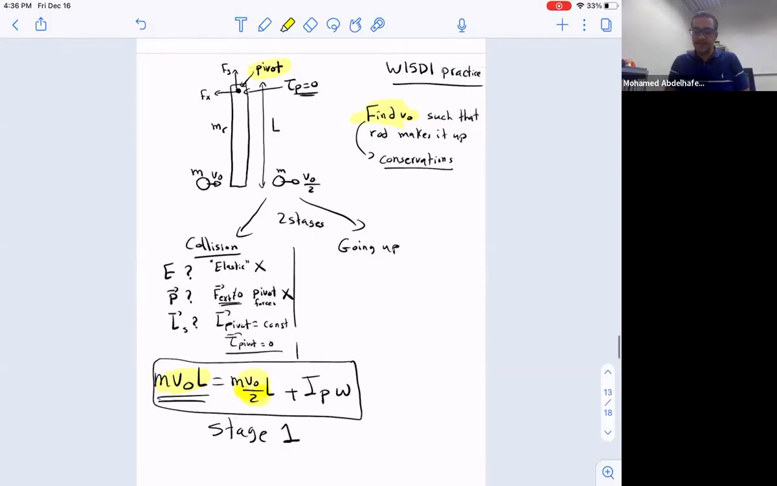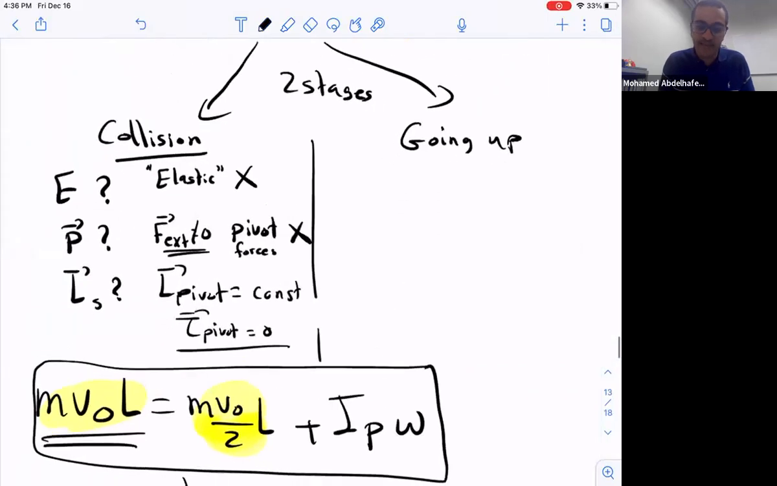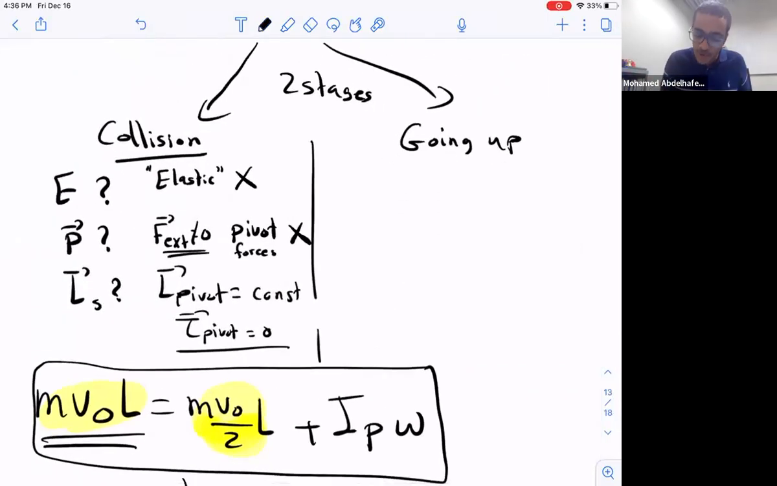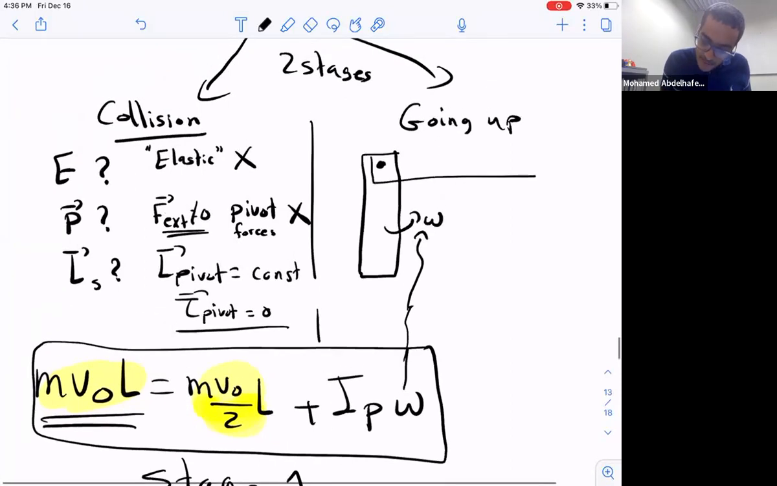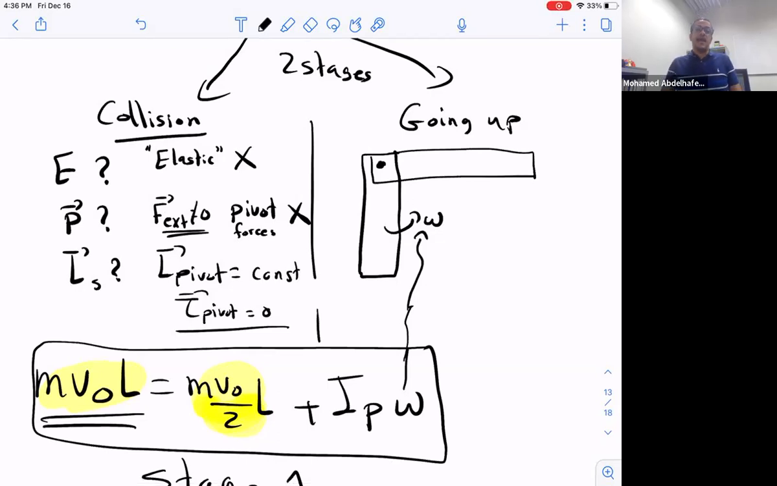Okay. The second stage is just, okay, the collision is done. And now the rod is gonna start moving with some omega. That's the omega that you found from the first stage. And it's gonna go up until it's completely horizontal like this. And when it goes up, omega goes to 0 because we want to stop. We want to see what is the minimum coming velocity, so we can just barely make it. Barely makes it, so it's gonna stop at the top here.